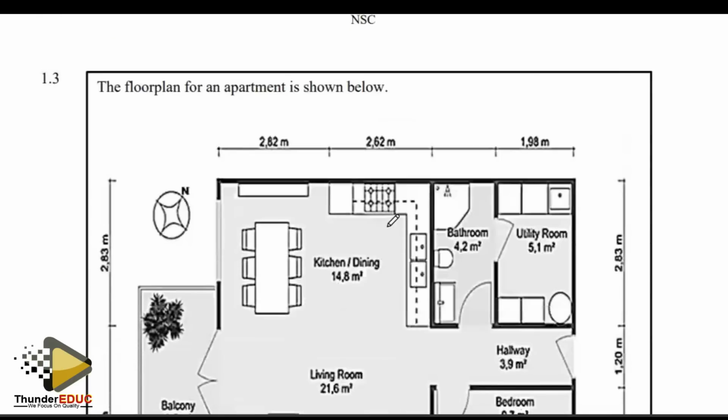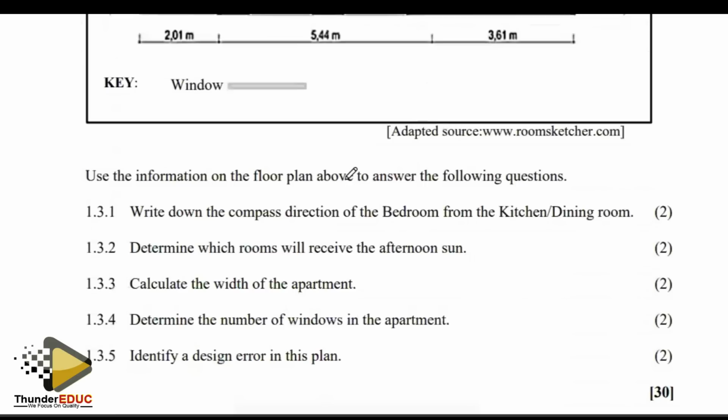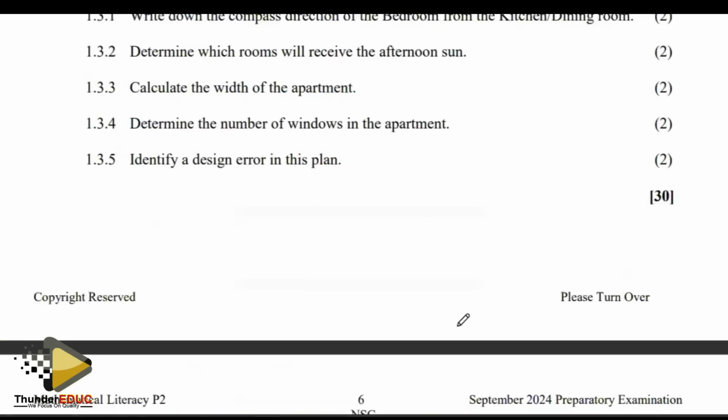We come to question number 1.3. The floor plan of an apartment is shown below. This is an apartment, and we go on. Write down the compass direction of the bedroom from the kitchen. Now, the kitchen is right here, but look at the compass. The compass is facing that side. So that means this is what? East. If this is your north, that means this is your east. So we shall say east.